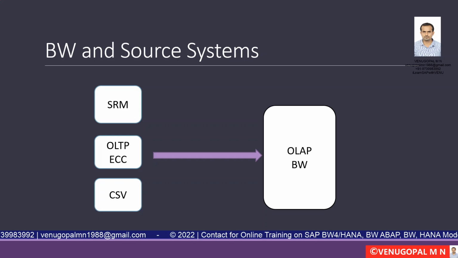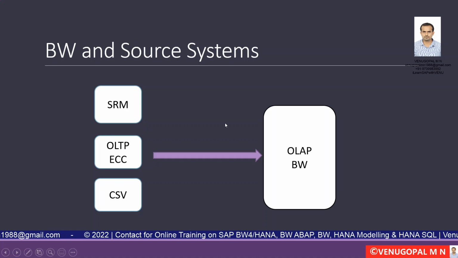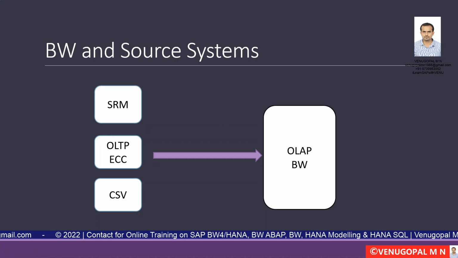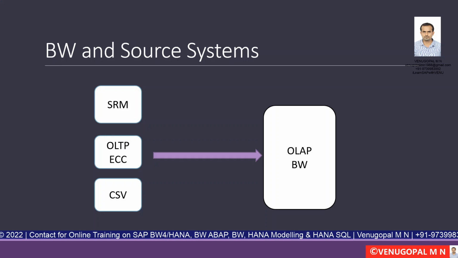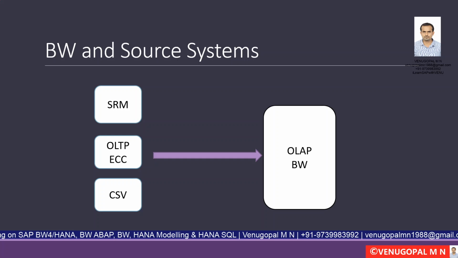Now again, with BW on HANA, you don't typically have to extract the data. You can also create a virtual table with which you can directly access data from the SQL database in your HANA. You don't have to physically bring the data. During runtime, you can run and get the data or do the reporting. Obviously, there will be a bit of latency, because it has to literally go to the source database and bring the data.